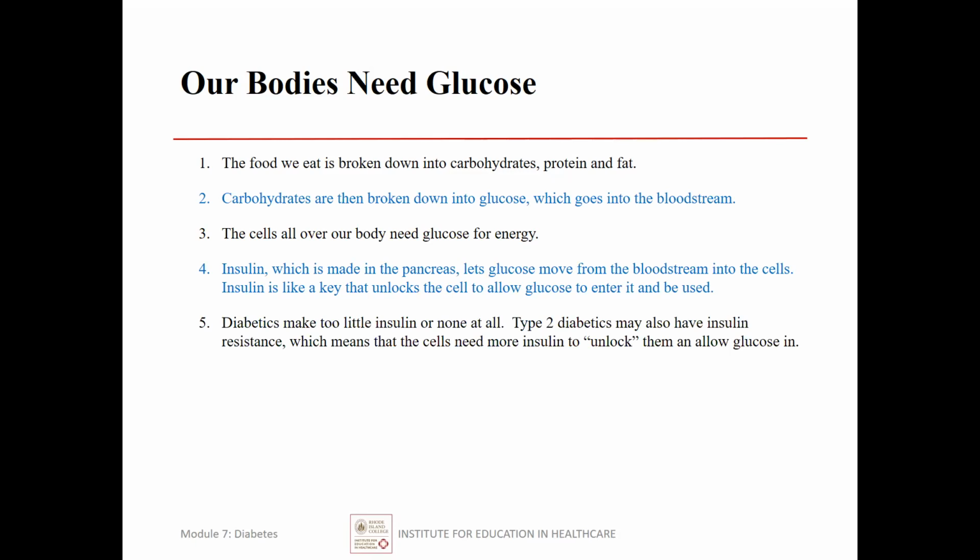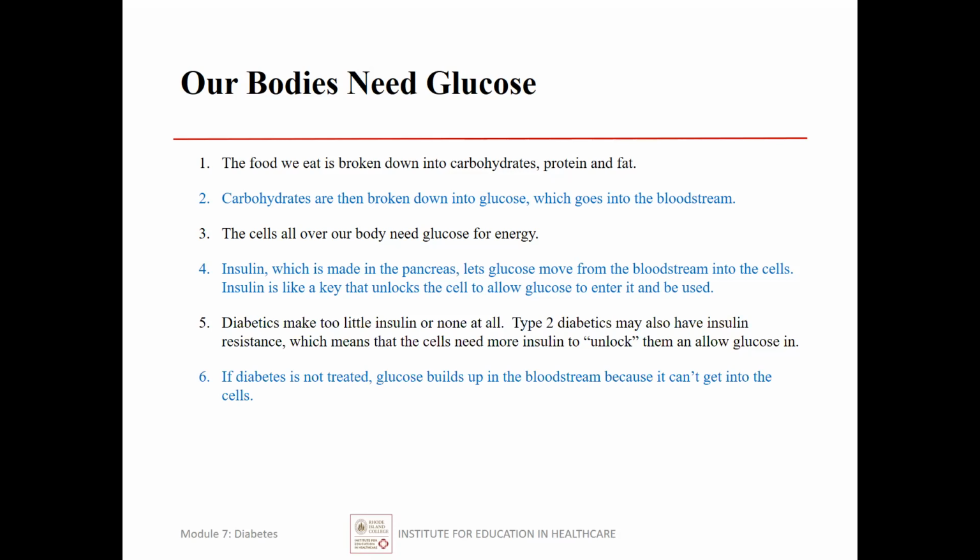Diabetics make too little insulin or none at all. Type 2 diabetics may also have insulin resistance, which means that the cells need more insulin to unlock them to allow the glucose in. So those type of diabetics need even more insulin, and they're not making enough.